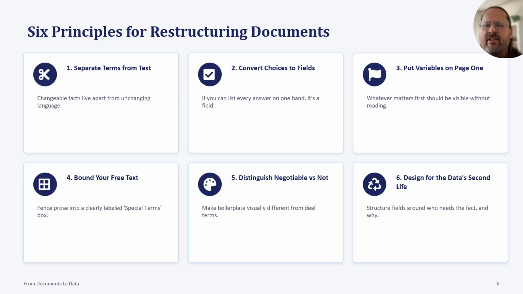Principle 5, make the negotiable visibly different from the non-negotiable. This one is hugely underrated. Visually distinguish boilerplate, the standard legal protection language that's almost never negotiated, from the actual negotiable deal terms. Different section, different formatting, different location on the page. This alone is a genuine gift to whoever's on the other side of a negotiation. You're telling them exactly where to spend their attention, which speeds up the entire back and forth, because nobody has to read an entire contract just to find the 5% that's actually on the table.